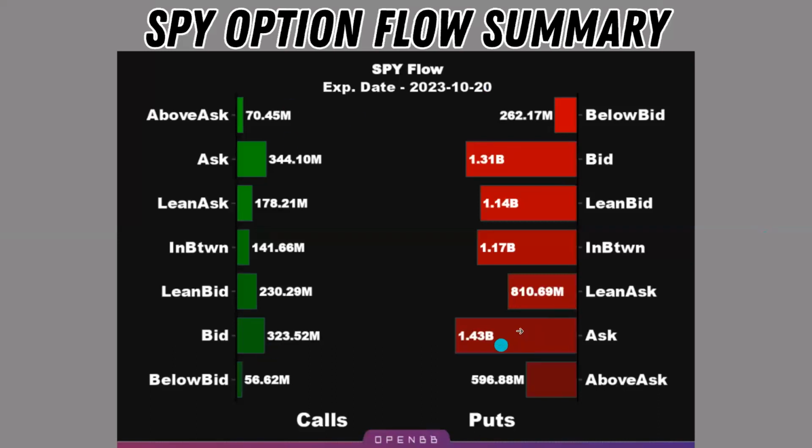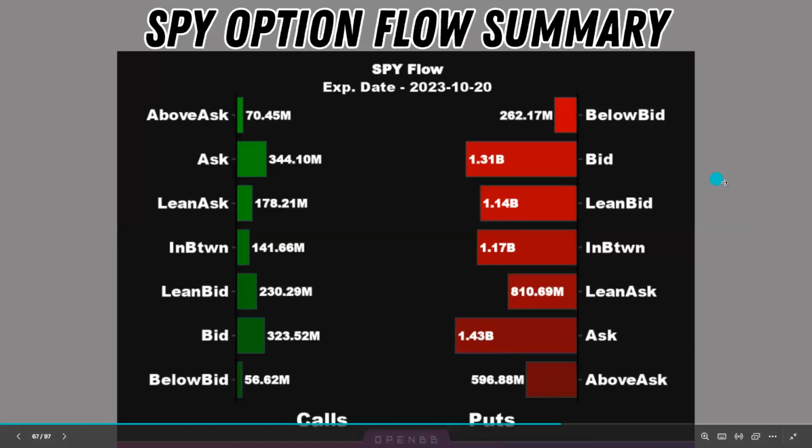All right. And what do we have? 1.43 billion at the ask. We have 1.31 billion at the bid, 1.14 billion at a lean bid, 1.17 billion in between. So we're just seeing billions and billions on put options right now for the expiration on Friday.